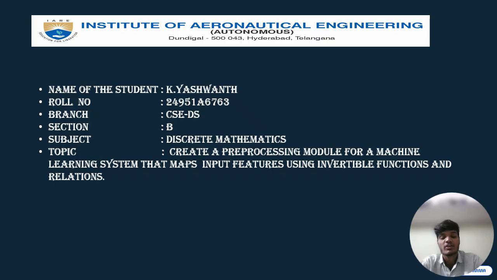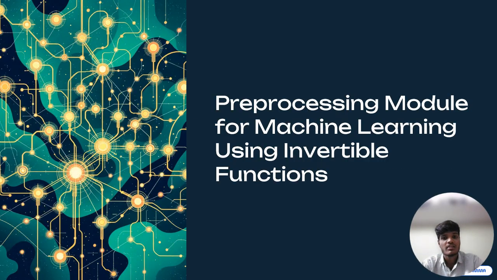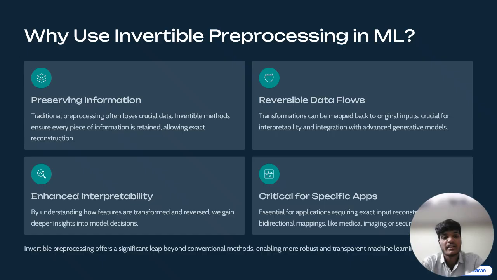Now, I am presenting the topic of discrete mathematics. Create a pre-processing module for a machine learning system that can map input features using invertible functions and relations. Here, now we go through the introduction. Pre-processing module for machine learning by using invertible functions. Here we use the invertible function for the pre-processing module, and also we are using machine learning.